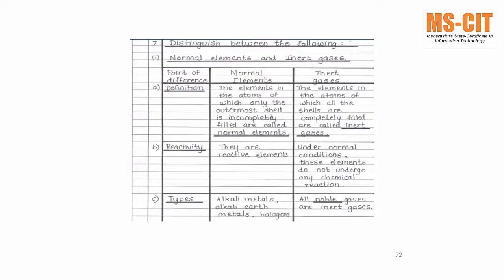In case of distinguish between, normally we write that answer by using two columns, but I am suggesting you to draw three columns. First column is point of difference. In that column you will just write point only. So the examiner at a glance will come to know which point you have covered.